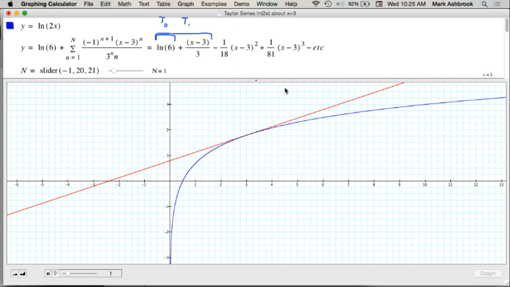Tell the person next to you. So three questions. What is T2? What is the second Taylor polynomial? What does it get right? What will the graph look like for T2? Go. Talk to the person next to you.